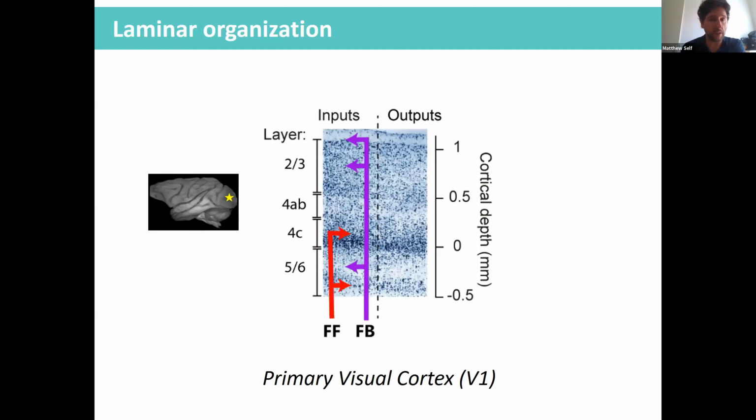Also on the output side, we see a clear segregation as well. The upper layers, layer 2, 3, and layer 4B, they project to higher cortical areas, whereas the deep layers, like 5 and 6, they project to subcortical areas such as the superior colliculus or back to the lateral geniculus. Okay, so both on the input and output side, we have a separation of the different layers, and we think the different layers are really carrying out different functional processes during visual processing.